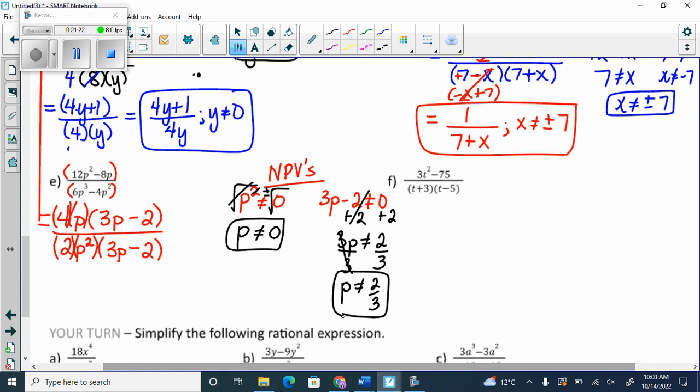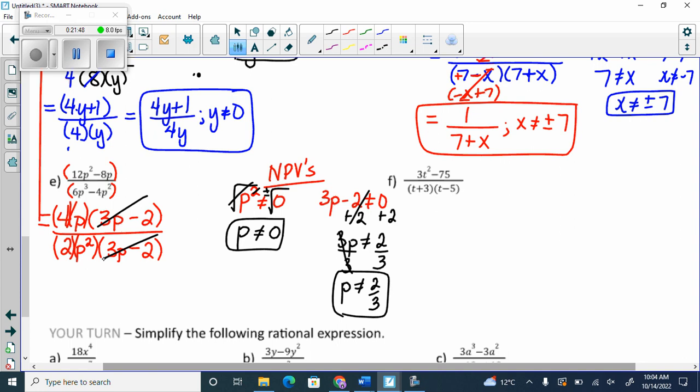Now once I've stated my NPVs, now I can cancel things that match, right? So in the top I have 3p minus 2, which is 100% attached, correct? Does it have a twin on the bottom that matches it? Yes. If it didn't, it was staying for life, but it does, so it can cancel off.